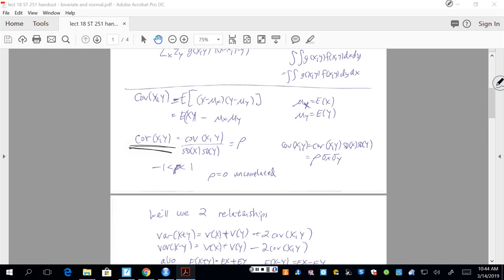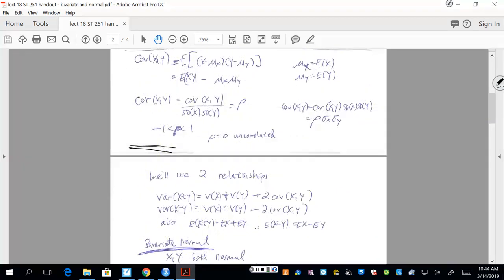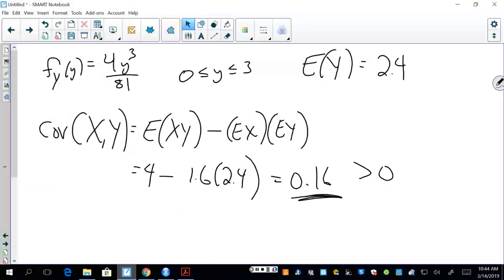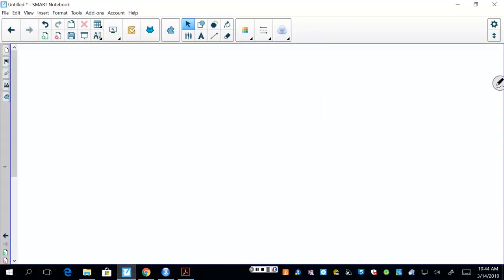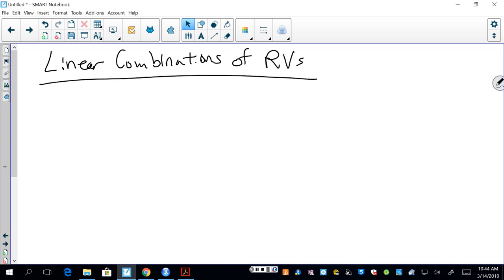Other things can be strongly negatively correlated, but are all different sorts of things. We're going to use covariance and correlation in two ways with linear combinations of random variables. We'll use these two relationships, but let's talk about the general case. So linear combinations of random variables can be done in a very general way.